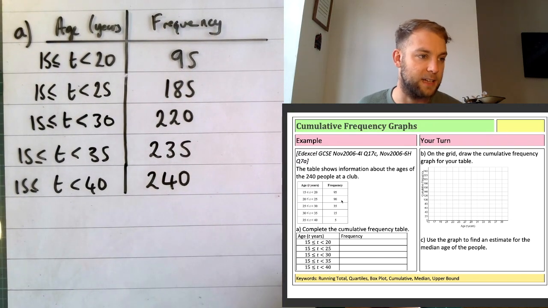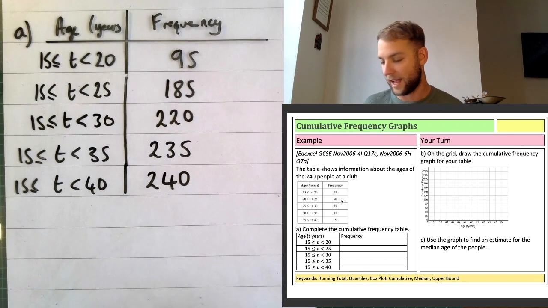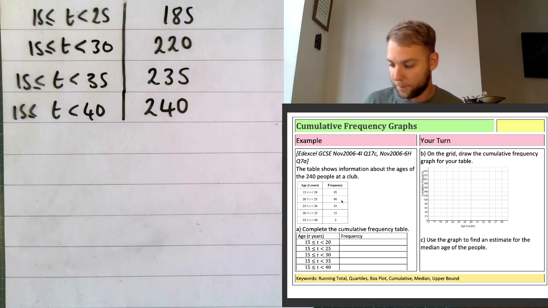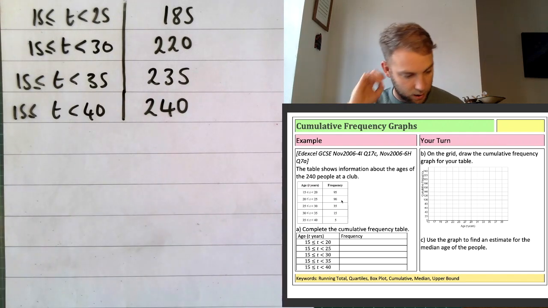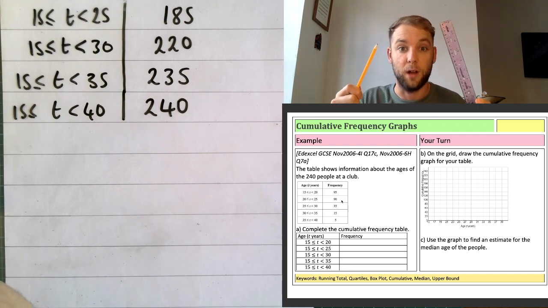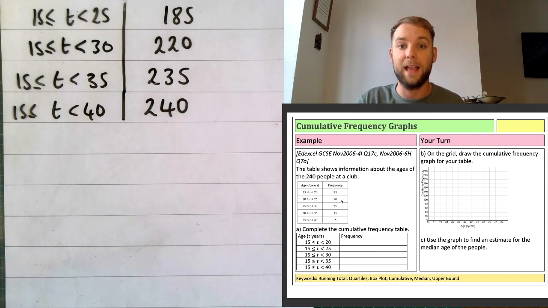So the next part says, on the grid, draw a cumulative frequency graph for your table. Now, I've decided to do this on square paper and line paper, because I know that a lot of you might not have square paper at home. So you can do it on this. There's no reason why we can't. If you're doing it at home, make sure you're using a pencil and a ruler. I'm going to be using a pen.